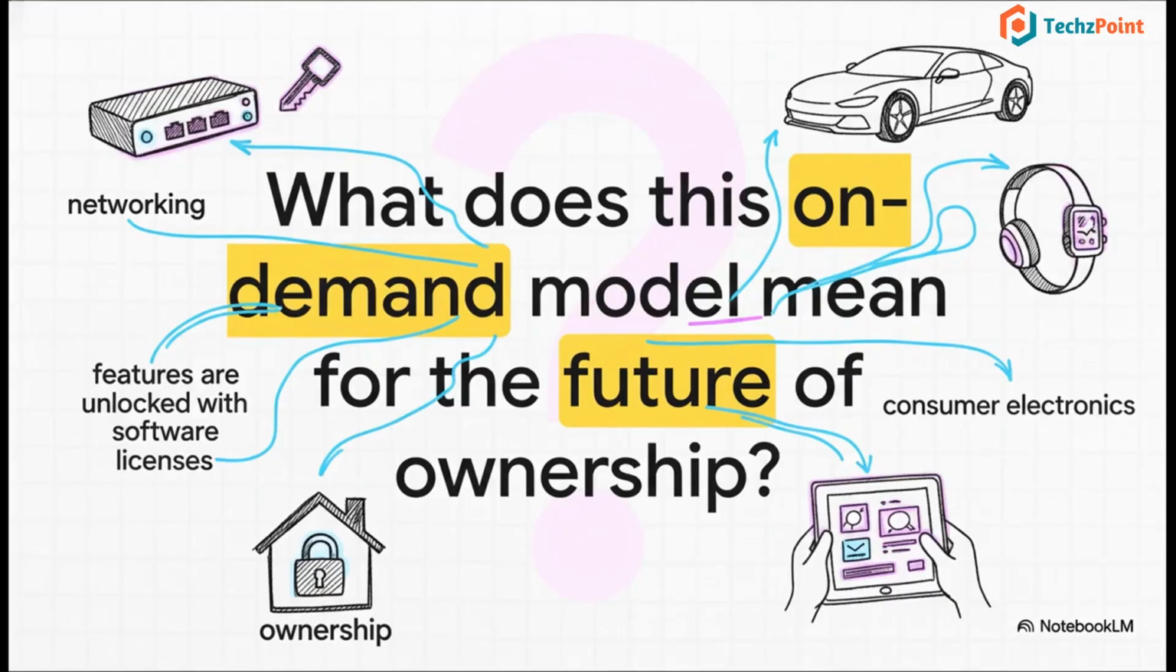And that really brings us to our final thought for today. This whole model, right? The idea that the hardware comes fully loaded and you just unlock features with software keys. It started in networking, but we're seeing it pop up everywhere now, in our cars, in our phones, and all sorts of electronics. So it leaves you with a pretty big question. If all software features can be pre-installed and just unlocked on demand, what does that really mean for the future of how we buy and even own technology?